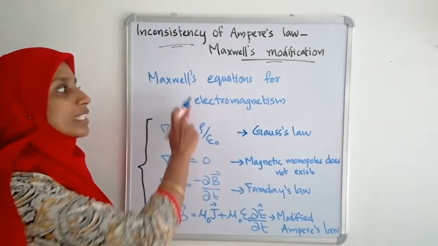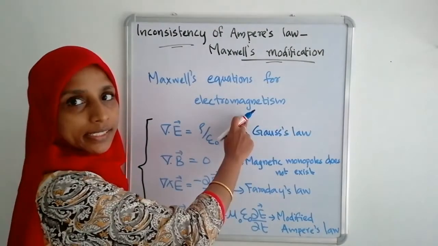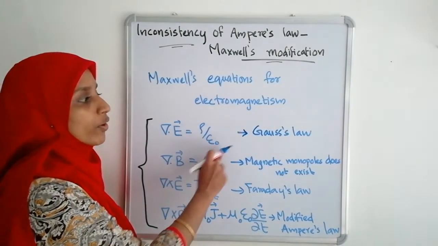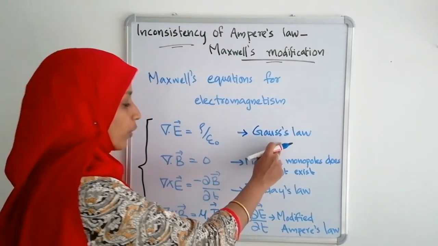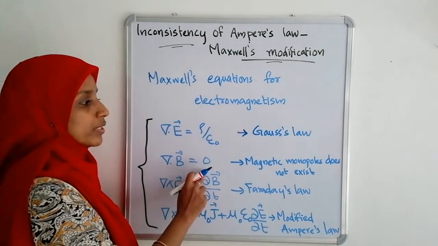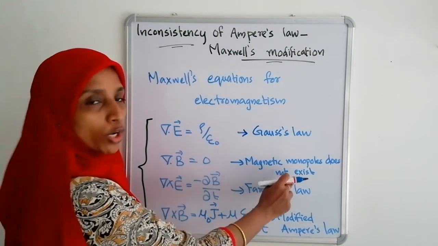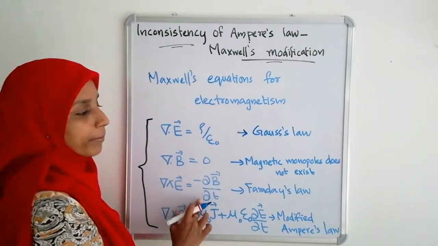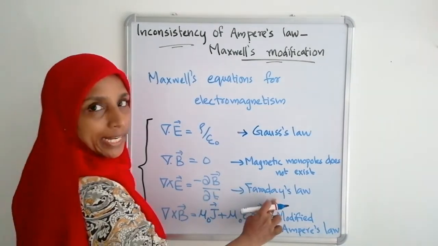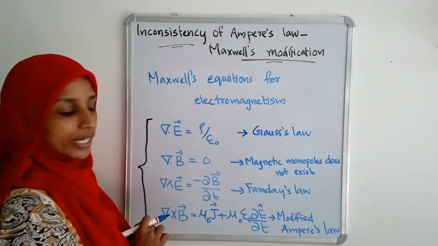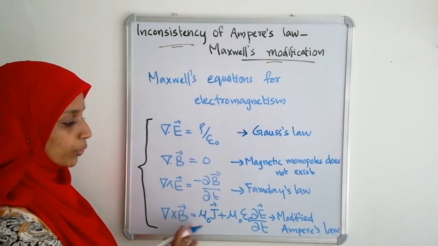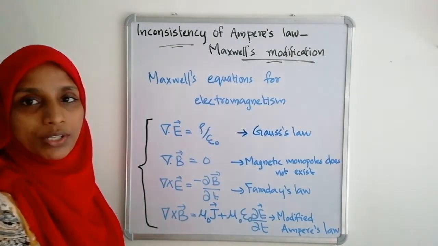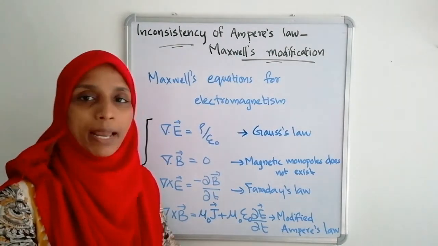Then, the Maxwell's equations for electromagnetism can be written as del dot E is equal to rho by epsilon 0, which is representing the Gauss's law, and del dot B is equal to 0, which represents that magnetic monopoles do not exist, and del cross E is equal to minus dou B by dou T, which represents Faraday's law of electromagnetic induction, and del cross B is equal to mu 0 J plus mu 0 epsilon 0 dou E by dou T, which represents the modified Ampere Circuital Law.